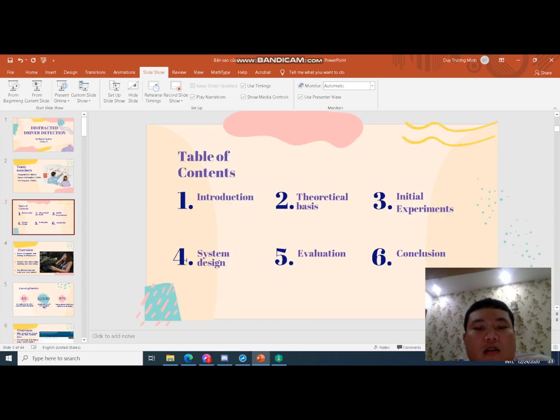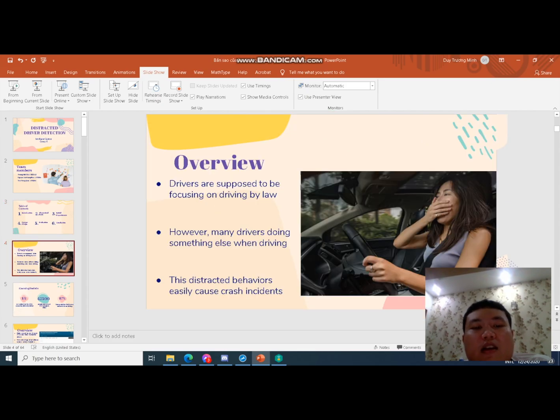First is the introduction. The next two parts are about theoretical basis and initial experiments, and the three final parts are about system design, evaluation, and conclusion. First, as you may know, every country has its own law to force the driver to drive by the law. However, many drivers do something else when driving, so this distracted behavior easily causes crash accidents, and it leads to danger to other people.